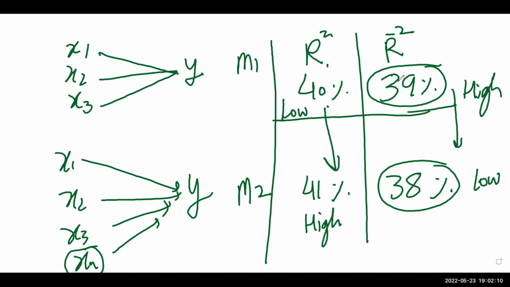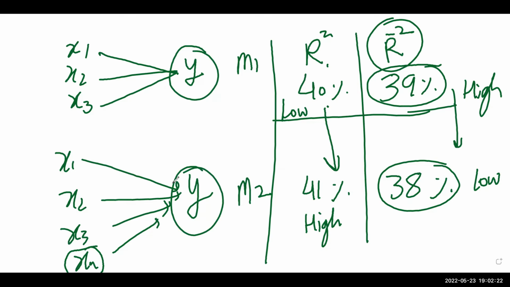By looking at the adjusted R square, you have to decide whether model 1 is good or model 2 is good. So whenever we compare these two models, we always check their adjusted R square to finalize which model is good. So in this case, we go for model number 1 according to the adjusted R square. This is the final conclusion that we can draw. So this is the importance of adjusted R square.